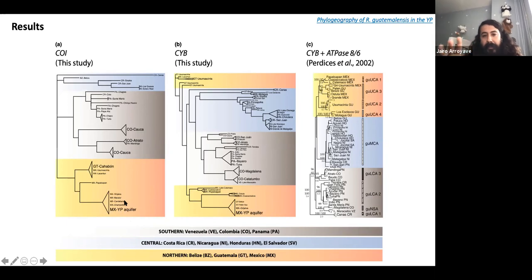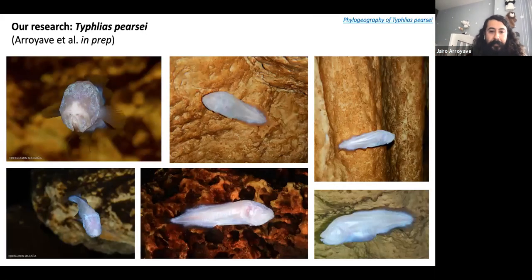And the pattern that we recover from these, which I'm not showing the details of here, this is just the summary trees, could be consistent at least with a history of colonization, of one single colonization event and multiple dispersal events out of the peninsula.